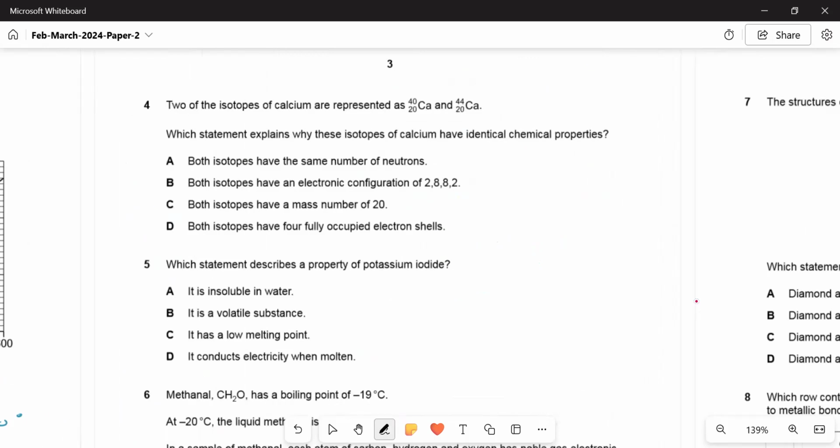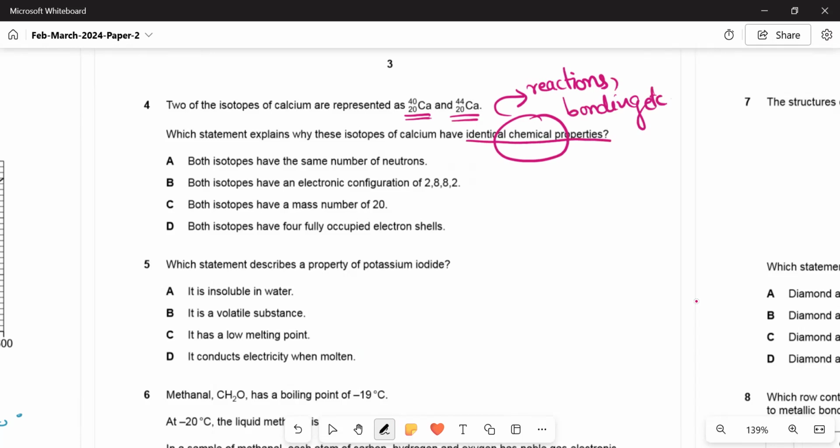Question number 4. Two of the isotopes of calcium are represented as calcium 40,20 and calcium 44,20. So we have two isotopes of calcium. Their number of neutrons are different, but protons are the same. Which statement explains why these isotopes of calcium have identical chemical properties? Now, what are chemical properties? They are chemical reactions, chemical bonding, etc.